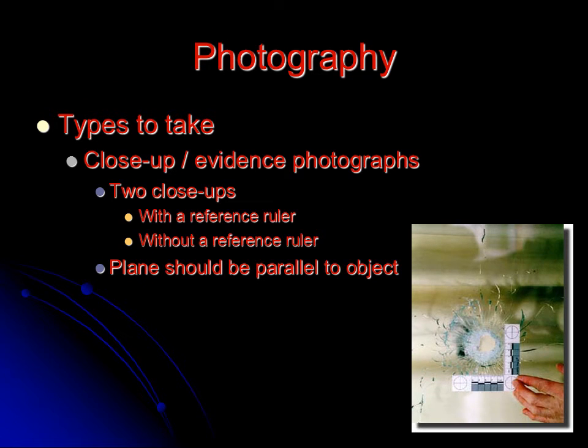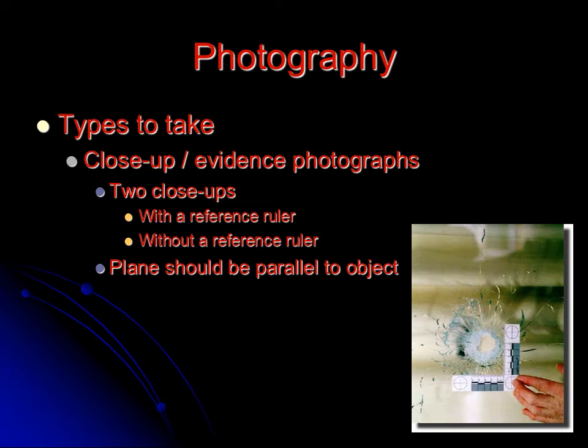All right, close-up or evidence photos. So these are when we're getting in closer to particular pieces of evidence to show that particular piece. So you can show the overall, then move the jury into the very close-up view of that piece of evidence. Take two types of close-up photos, one with a reference ruler and one without. That shows the size of the piece of evidence.